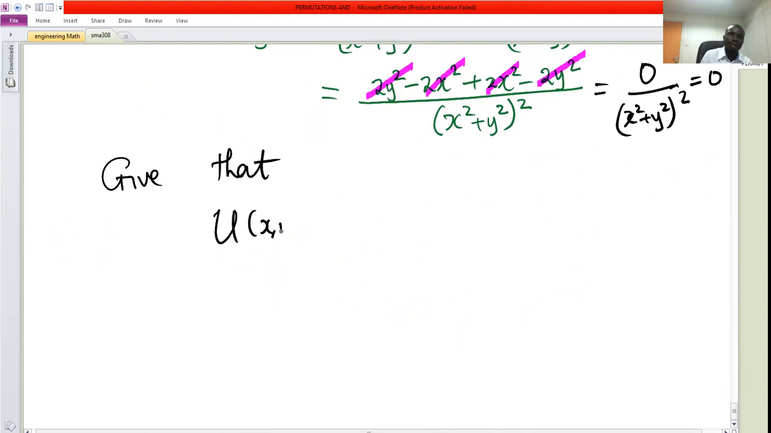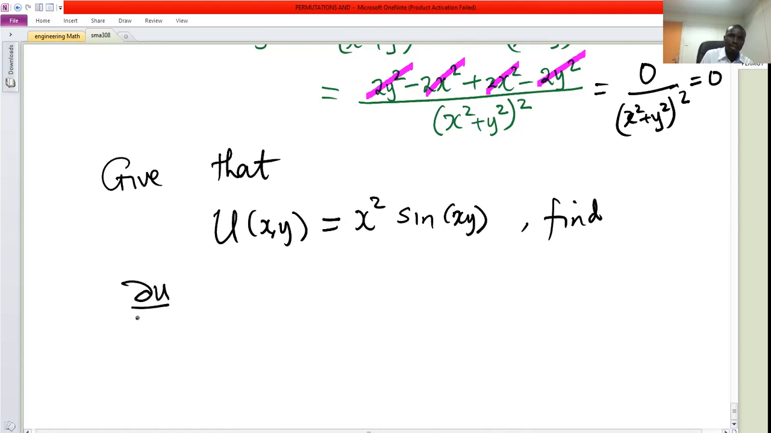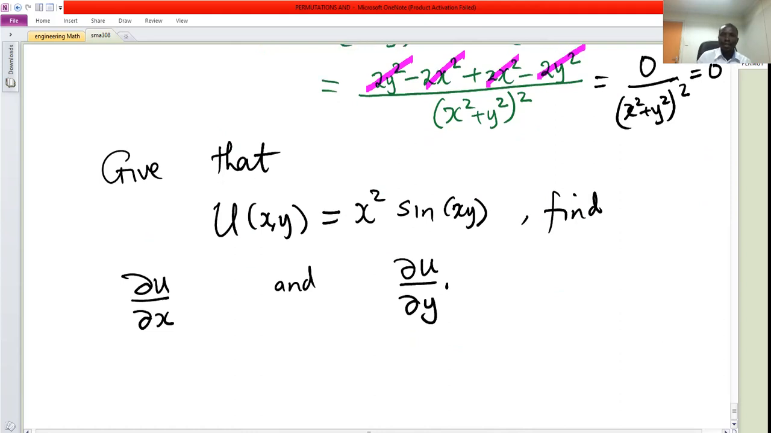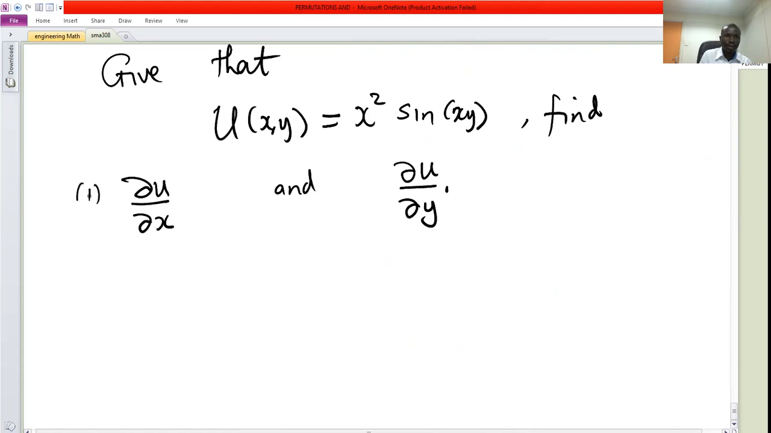And lastly, given that u of xy is given by x squared sine xy, find partial u partial x and partial u partial y. So in this case, this part 1, this part 2. So partial u, partial x. This is a product, x squared and sine xy.